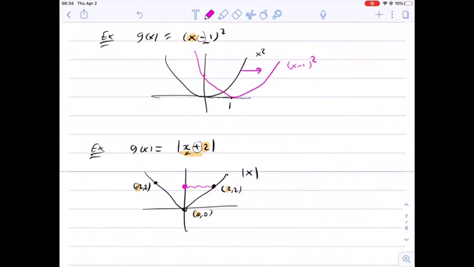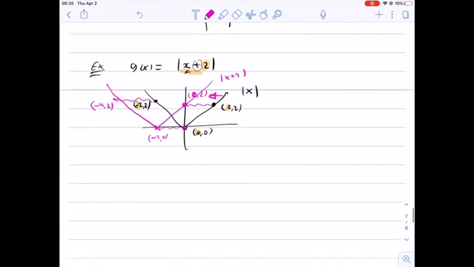This point becomes here. If we subtract 2 from the x coordinate, we get 0 2. This point becomes here negative 2 0. This point becomes here negative 4 2, because we subtract 2 from negative 2. So the graph looks like this. This is absolute value of x plus 2. We have shift to the left.